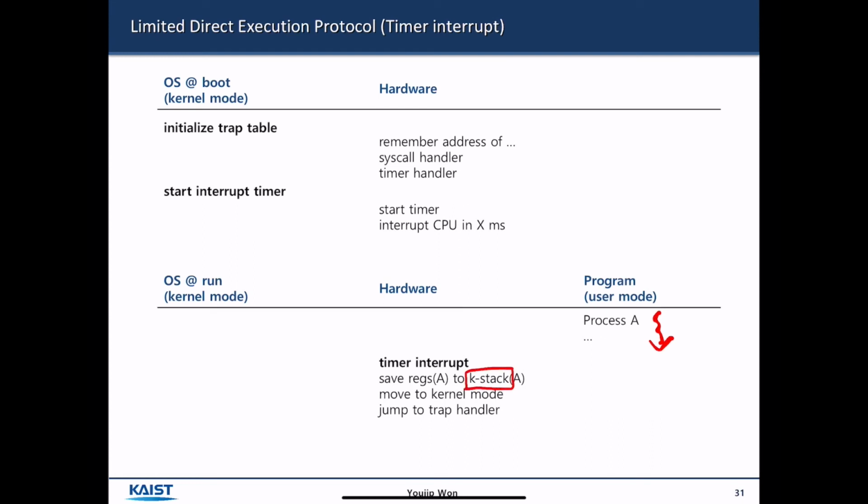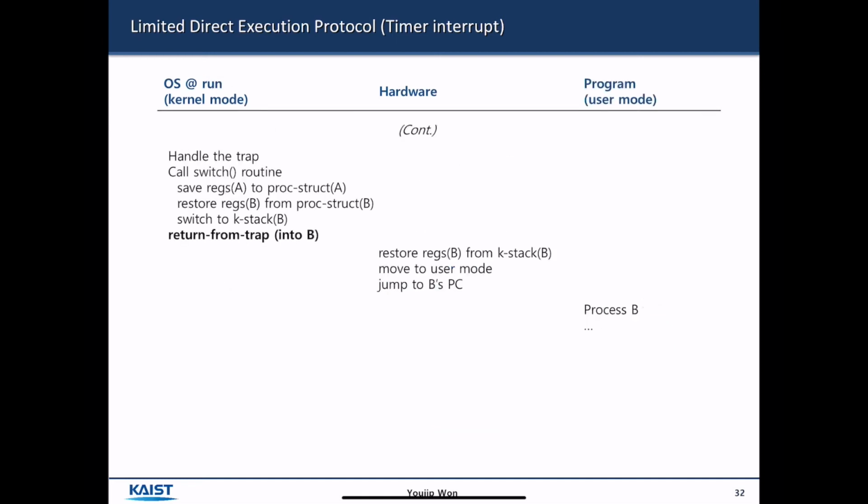Then it moves to kernel mode and executes a trap handler. The trap handler corresponds to the interrupt handler for the timer interrupt. The scheduler decides to switch the process from process A to process B, and then it calls the switch routine. It saves the registers to the proc structure of A, and then restores the registers of B from the proc structure of B.